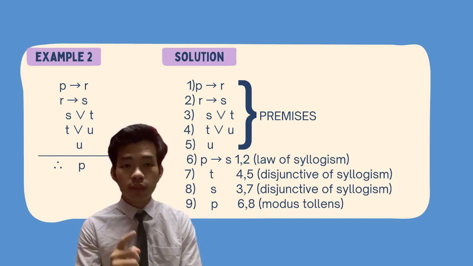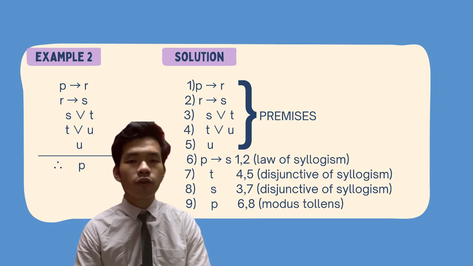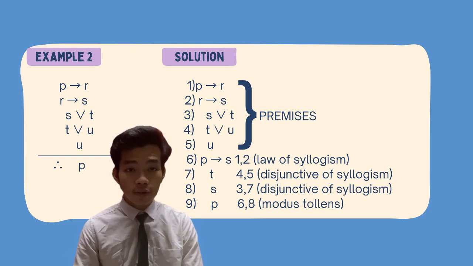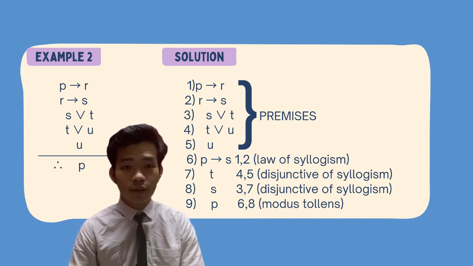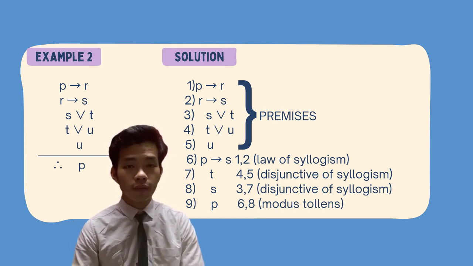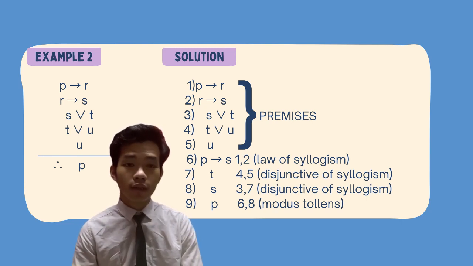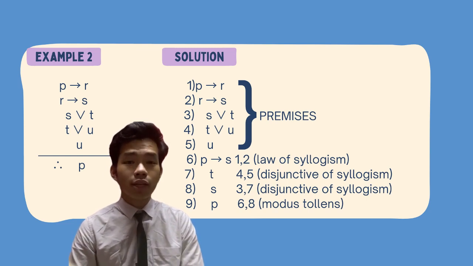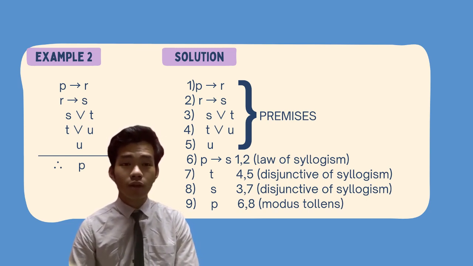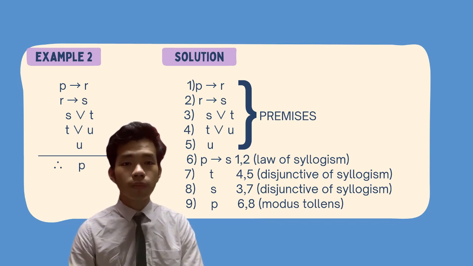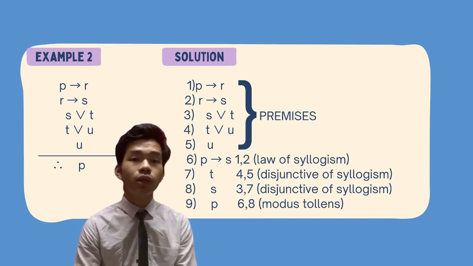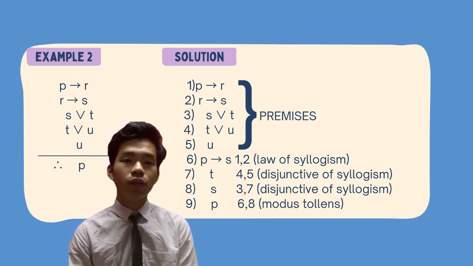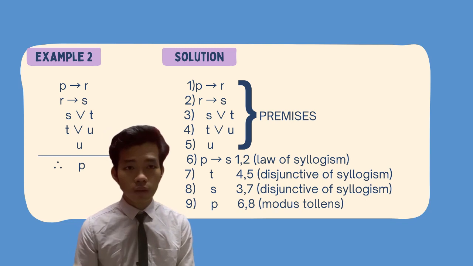After that, number 6, we will get P implies S from 1 and 2 using law of syllogism. Number 7, we will get negation T from 4 and 5 using disjunctive syllogism. After that, number 8, we will get negation S from 3 and 7 using also disjunctive syllogism. And number 9, lastly, we will get negation P from 6 and 8 using modus tollens. So, this argument is also valid.